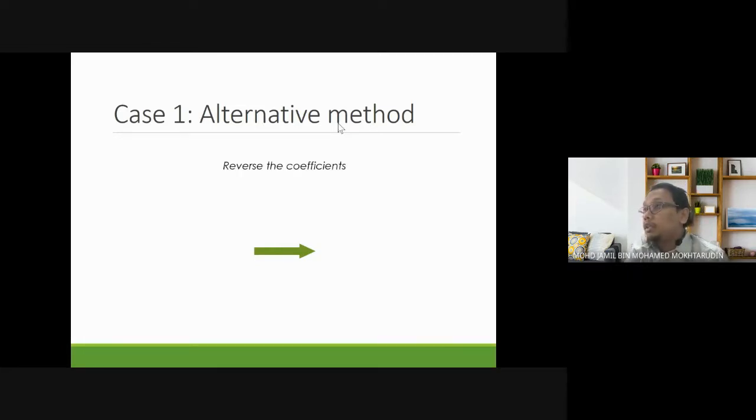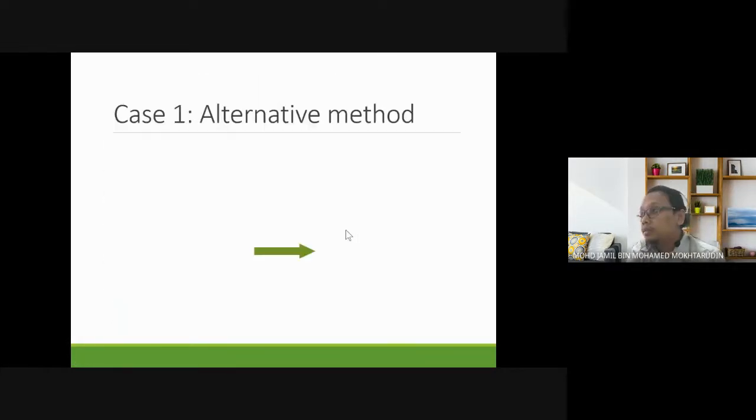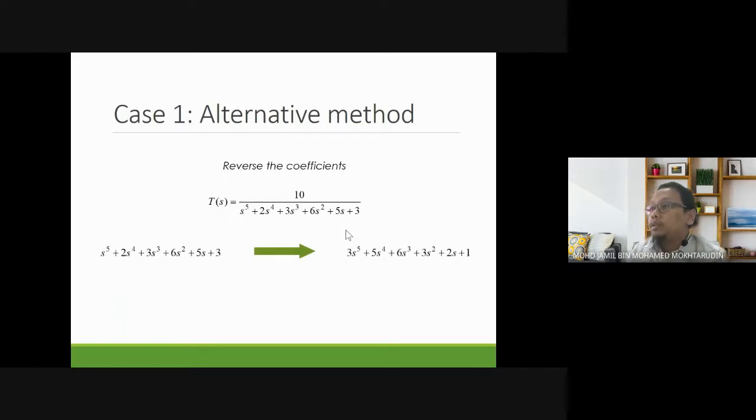So the method here is called reverse the coefficient of the denominator. Once you know that this denominator produces a 0, you can reverse the coefficients. So you reverse these coefficients by making it 3 s power 5, 5 s power 4, 6 s power 3, 3 s power 2, 2 s plus 1. Okay, so you just reverse the coefficients.